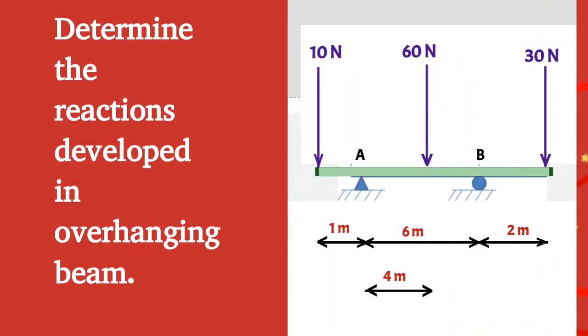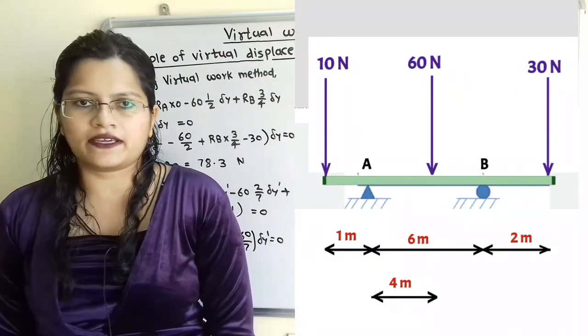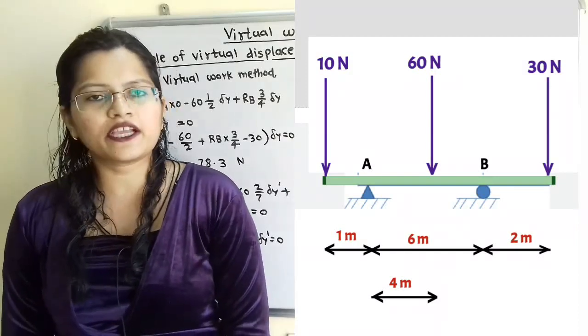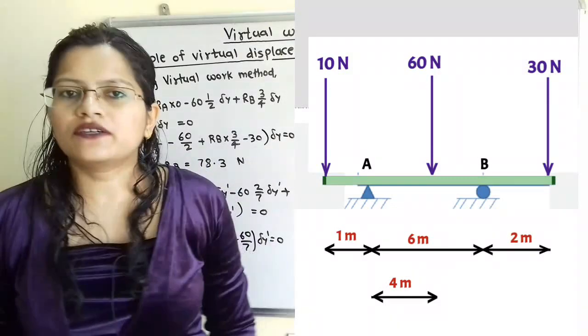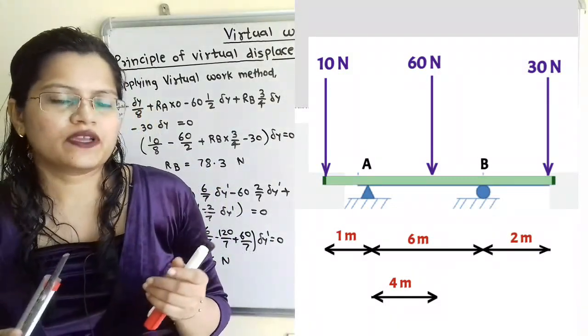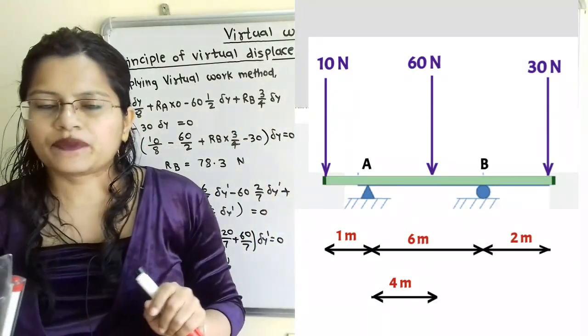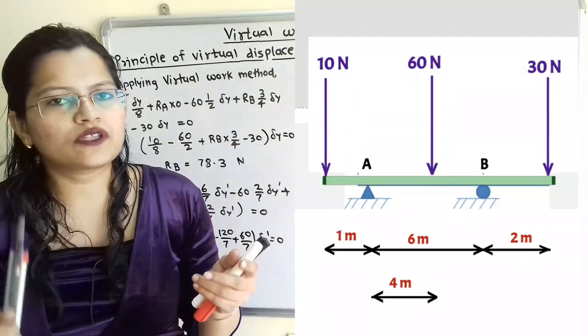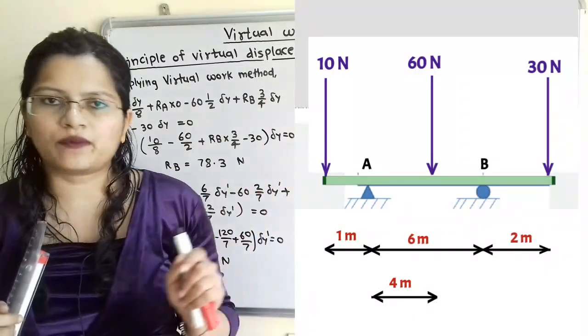Given the question, determine the reactions developed in the overhanging beam. Let us understand the given diagram. This is the overhanging beam, and at point A it is hinged, and at point B a roller support is given. So we can rotate this beam about point A. So we have to show the horizontal component and vertical component of the reaction at point A.